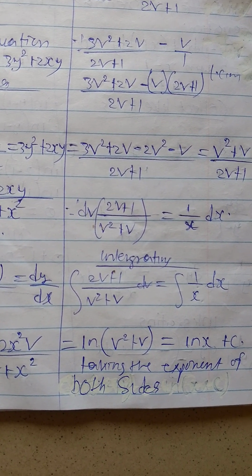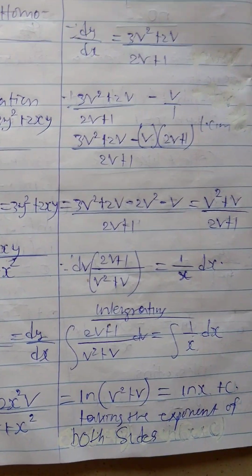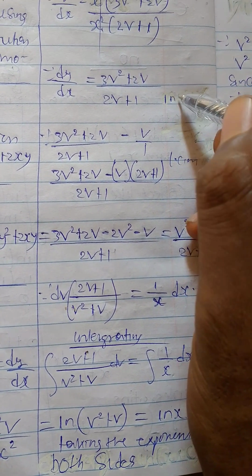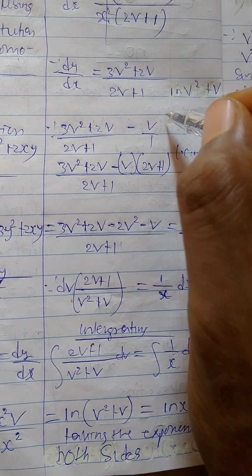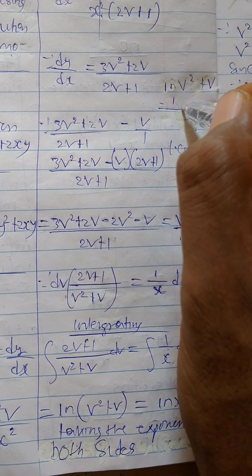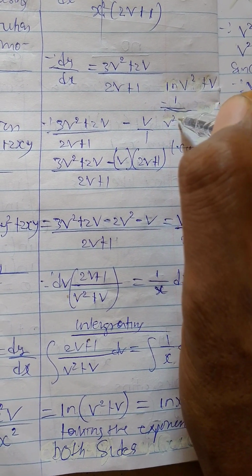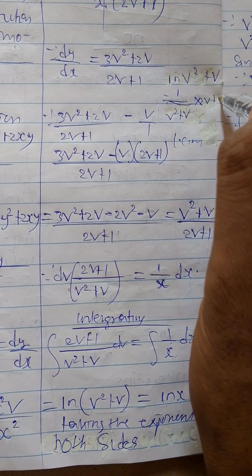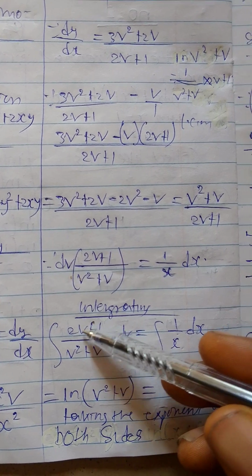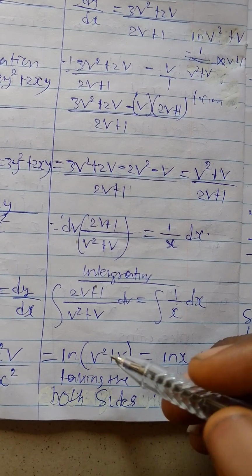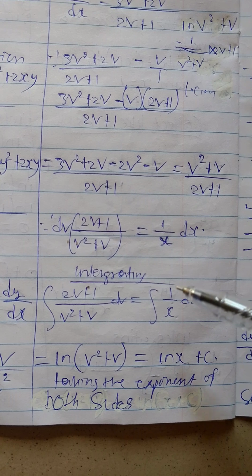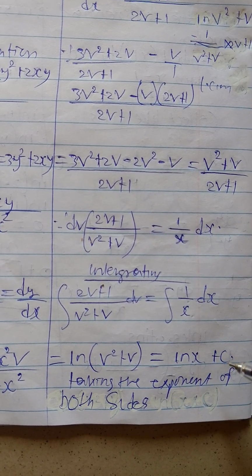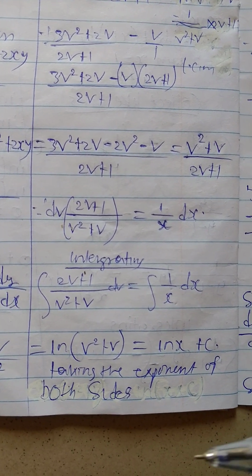So therefore, you know that integrating this is the same thing as ln(v squared + v). Now how? Do you agree with me? Yes. So let me show you how I did it. You know that ln(v squared + v) is the same thing as 1 over (v squared + v) times the derivative of this, which is 2v + 1. So if you multiply that, it will give you 2v + 1 over this. So that's why I say the whole of this is ln(v squared + v), which is equal to, I know that 1 over any function gives ln. So that becomes ln x + c, where c is the constant. Now therefore, after doing that, what do we do? Taking the exponent of both sides.